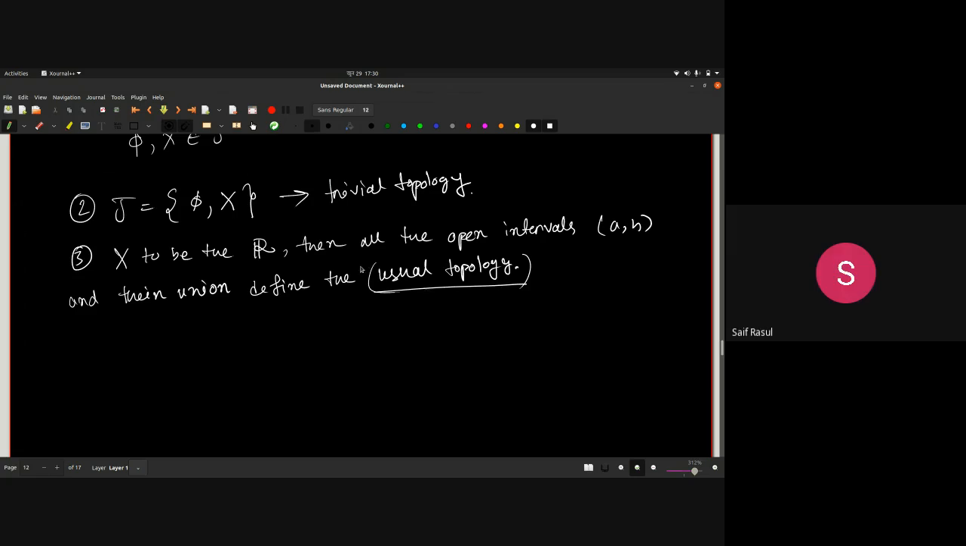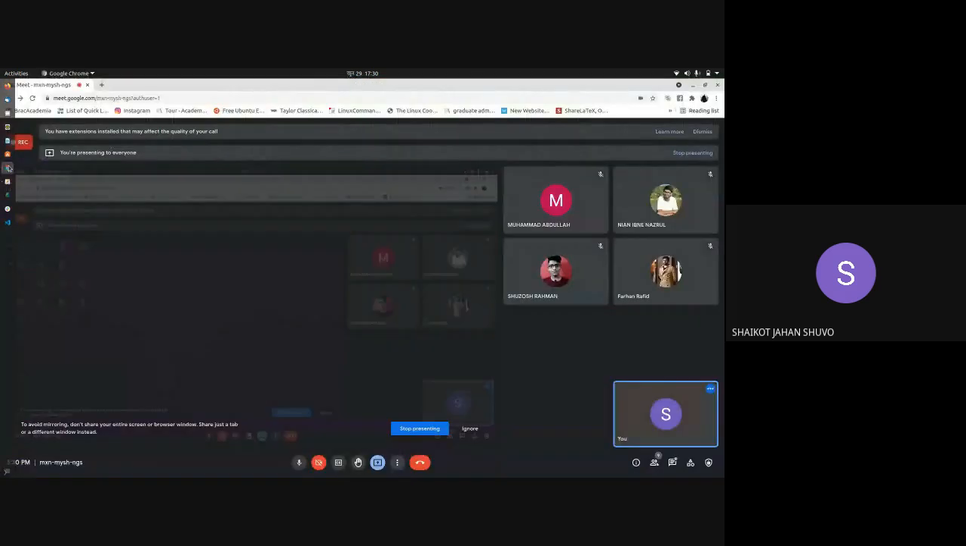Is this also called the standard topology? Because I heard that name somewhere else. I cannot recall right now. I have to check Munkres for that. All right, there was this usual topology, the standard one, the trivial one. I don't remember about the standard topology right now.